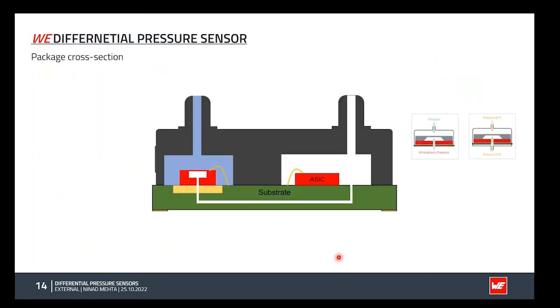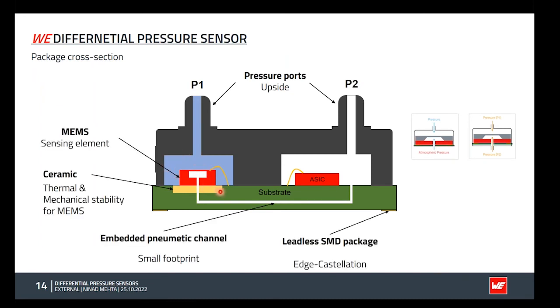Let's have a look at the cross section of the differential pressure sensor. How does it look? In the standard product, we have two ports on the top side. Port 1 connects directly to the top side of the MEMS element, and the MEMS element is directly placed on a ceramic, so that it provides better thermal and mechanical stability, and therefore better offset performance. And the other side of the MEMS element is connected through a hole via an embedded pneumatic channel to the other port here, and the MEMS and ASIC are then bonded to the PCB.